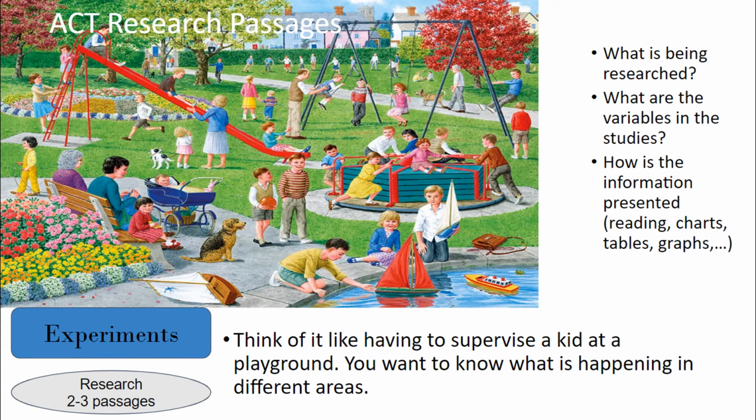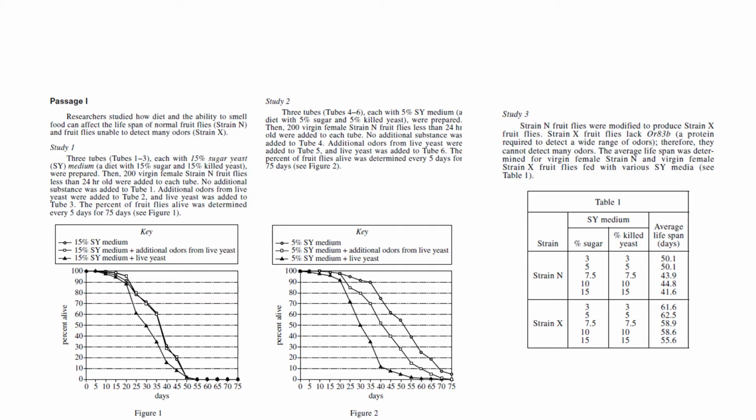So our first passage is a research passage. It goes with that experiments idea of the scientific method. You're going to go in, look around, and try to quickly understand the different variables. As you quickly examine this one, you generally want to skim the first paragraph. It tells you what the passage is about. Researchers studied how diet and the ability to smell food can affect the lifespan of normal fruit flies and fruit flies unable to detect odors. So it's diet and smell.